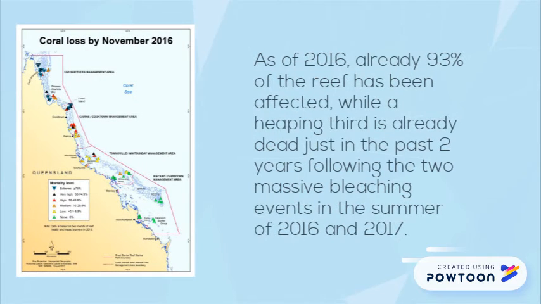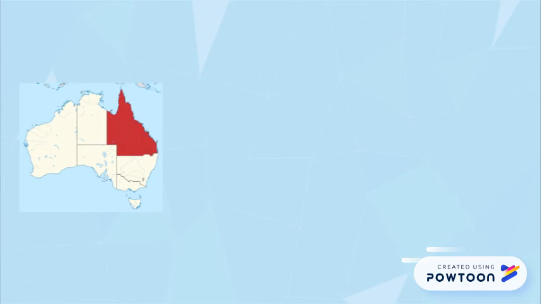As of 2016, already 93% of the reef has been affected, while a heaping third is already dead just in the past 2 years following the 2 massive bleaching events in the summer of 2016 and 2017.